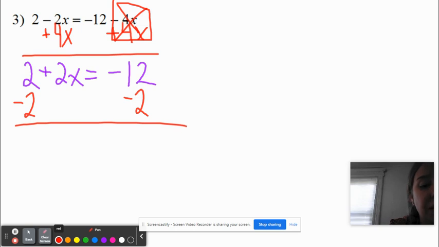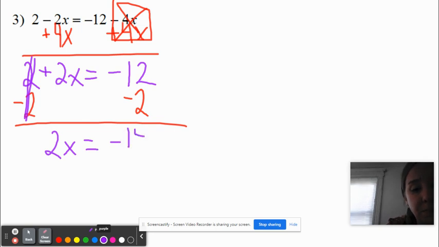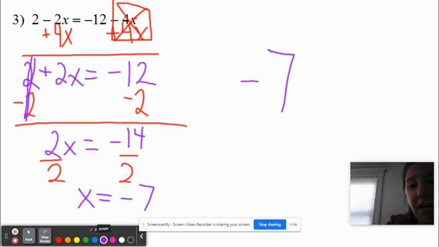So you see, we're starting to do basically the same rhythm over and over again. 2 minus 2 is nothing. Positive 2x comes down, equal sign. You owe me $12 and borrow 2 more. And here we would divide both sides by 2. And x equals negative 14 divided by 2, which is negative 7. So your final answer would be negative 7.